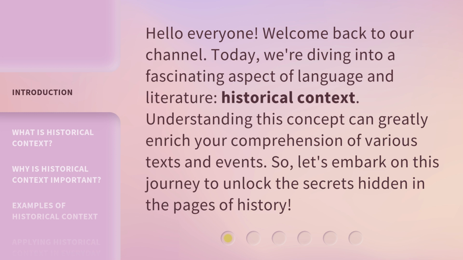Today, we're diving into a fascinating aspect of language and literature, historical context. Understanding this concept can greatly enrich your comprehension of various texts and events. So, let's embark on this journey to unlock the secrets hidden in the pages of history.